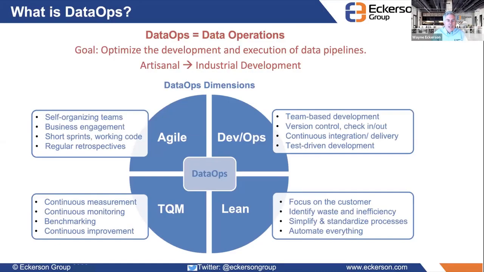It's got a lot of different dimensions. It's a big space. DataOps involves agile capabilities, DevOps for sure. We'll see a lot of that today. Total quality management and lean principles, all that mixed together tends to form DataOps. And every organization that implements DataOps tends to do it in a slightly different way, emphasizing one of these disciplines perhaps more than the others.